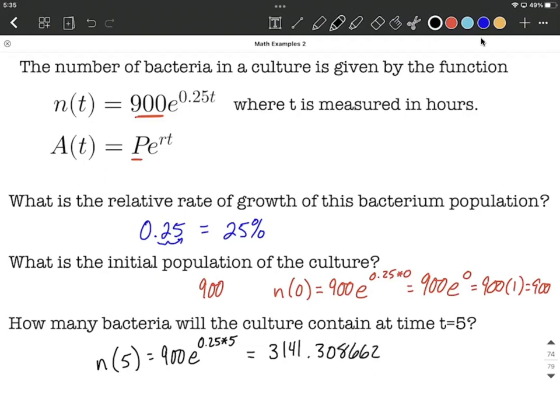Now, being that these are bacteria, let's round to the nearest integer value, the nearest whole bacteria. So what I'm going to do is go ahead and drop off all these decimals at the end and leave 3,141 bacteria after 5 hours time.